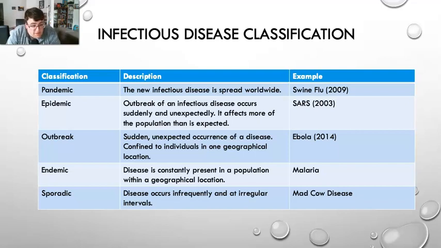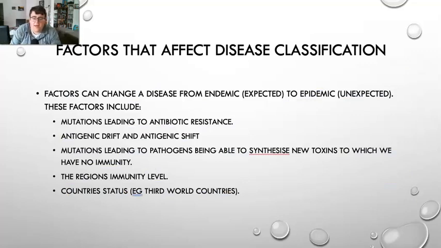It might be endemic, which means it's present in the population within a specific geographical location. Malaria. It could be sporadic, which means it's infrequent and it occurs at irregular intervals, which is something like mad cow disease. So, how do we determine if something moves from endemic to epidemic, so expected to unexpected?